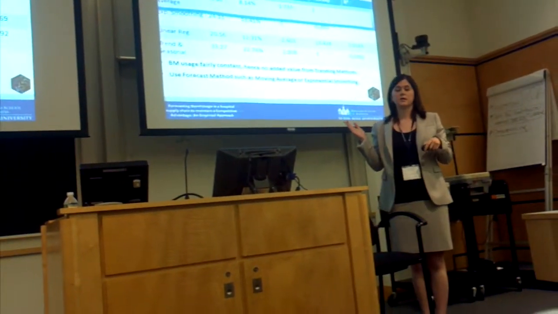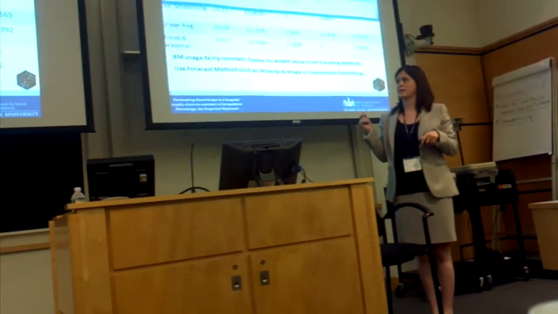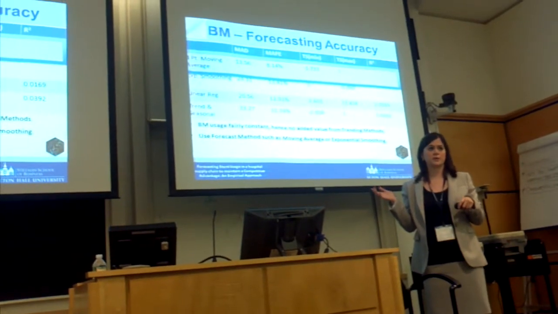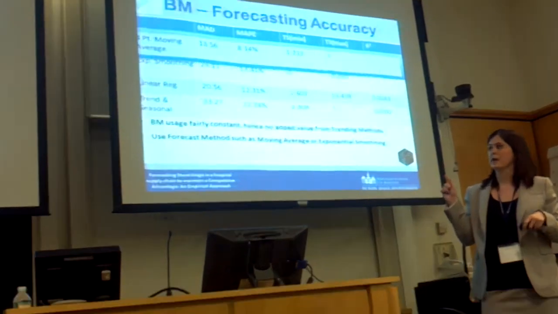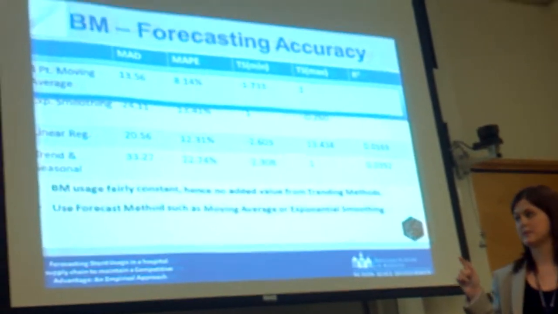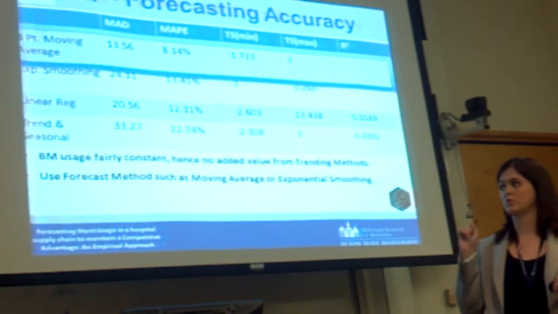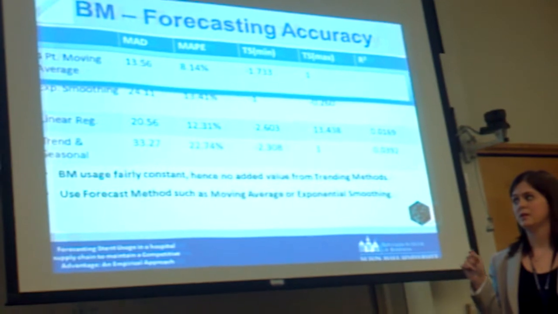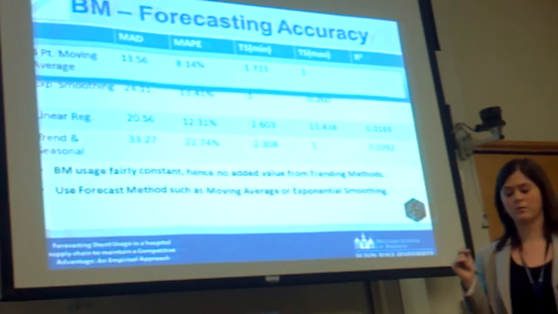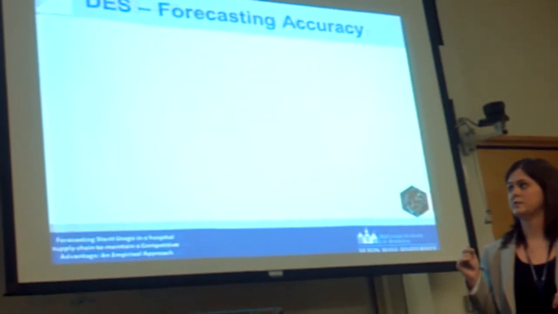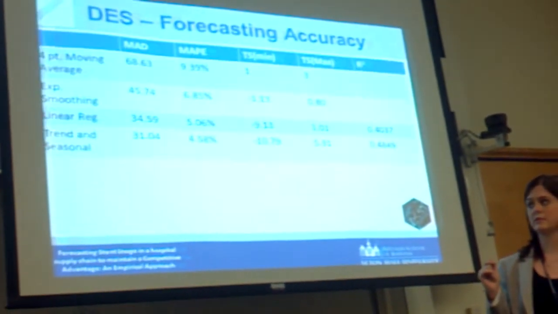Below, which means that the data that we've collected is about 92% accurate for the next forecast. And then the tracking signal is right in the middle, so it doesn't show a difference. It's not overestimating or underestimating the demand. So next we go on to the drug-eluting forecasting accuracy.